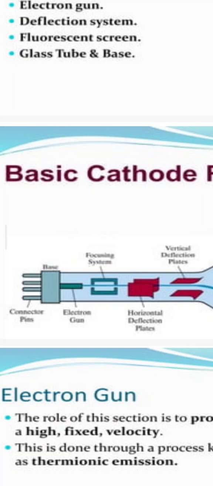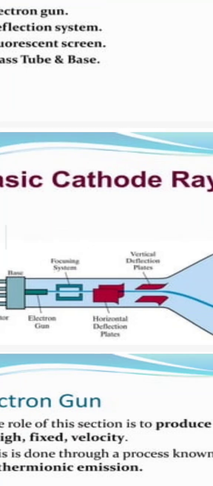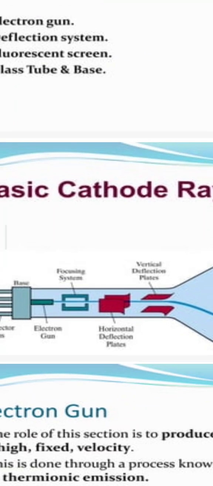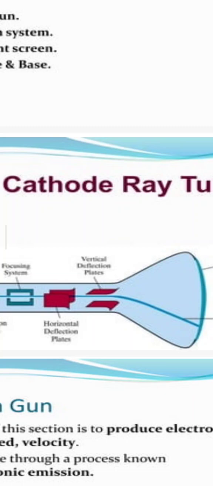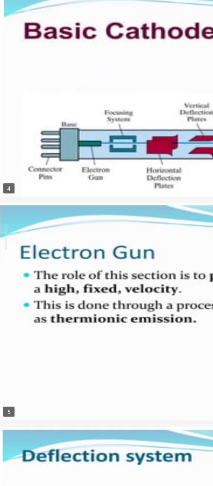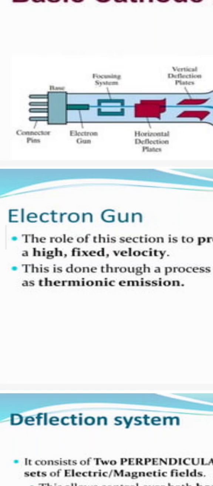The focusing system directs and regulates the electrons moving towards the screen, and then there are two pairs of deflection plates, horizontal deflection plates and vertical deflection plates. The horizontal deflection plates control the horizontal movement of the electrons and the vertical deflection plates control the vertical movement, and these electrons move towards the phosphorus coated screen.